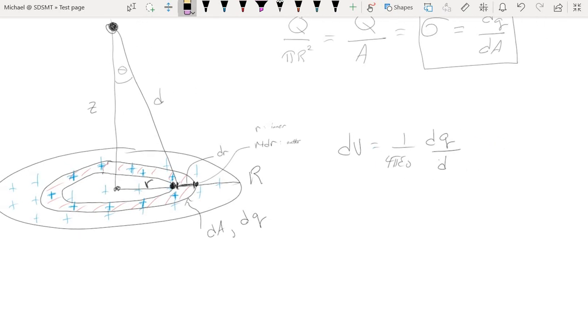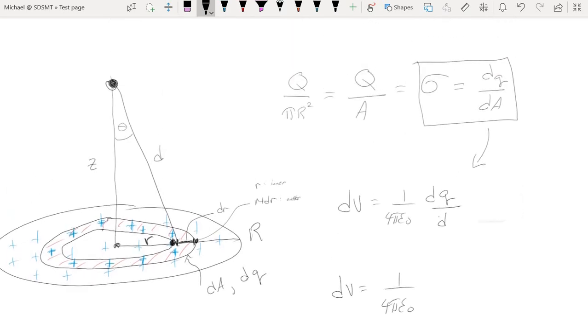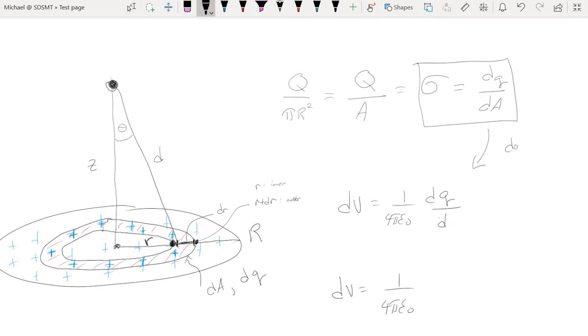That's going to change a little bit as we start incorporating information about how the charge is spread out in the system. We do need to know how the charge is spread out over that disk, and so we will substitute dq for sigma dA.